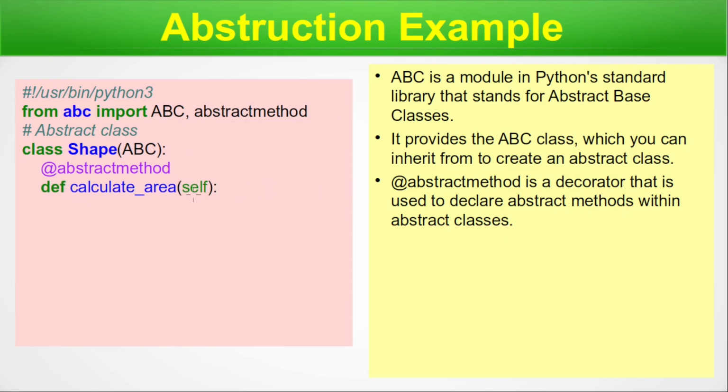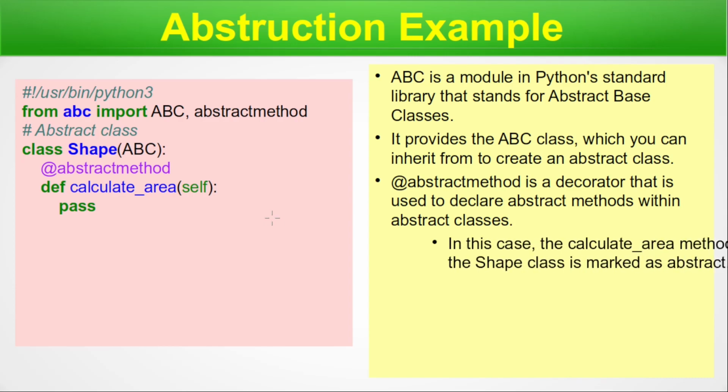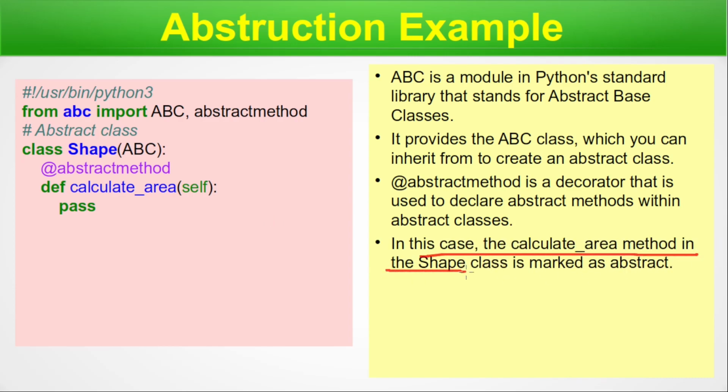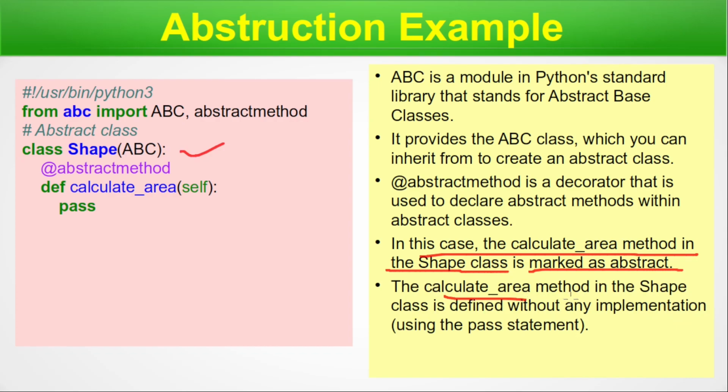def calculate_area(self). Okay, so self refers to the object, right? So here we give pass. We are not writing anything and we are passing it. Pass is another keyword which skips any definition. Here you can see we have defined the prototype of calculate_area, but we have not written any code, and we are using the pass statement to move on. In this case, the calculate_area method in the Shape class is marked as abstract. This Shape is abstract now. This is the abstract class. The calculate_area method in the Shape class is defined without any implementation, using only the pass statement.